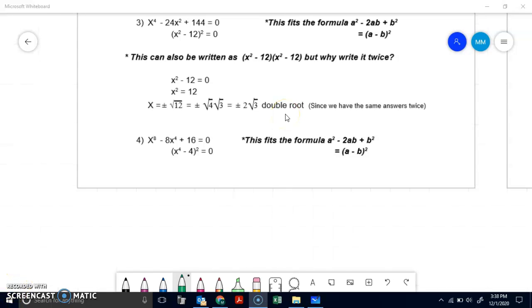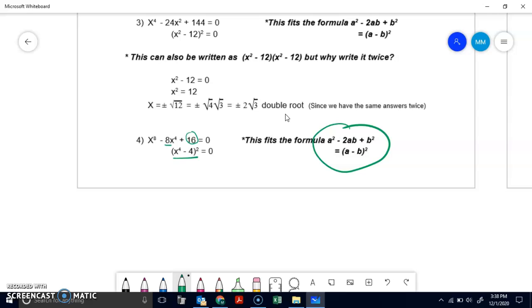Okay, so let's take a look at number 4. This is another one that fits this formula. I don't know if you're good at that formula or not, but you look at it, you recognize 16 is a perfect square. Square root of 16 is 4. 4 times 2 is 8.